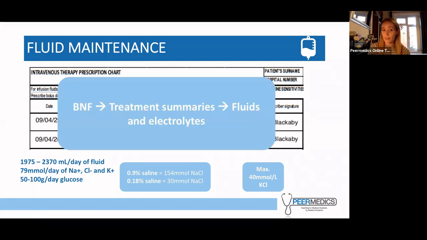Again, all of this is found in the BNF, treatment summaries, and fluids and electrolytes. Honestly, the BNF is your friend for prescribing. I didn't realise before that you can use the BNF for any question that they ask you in an OSCE. If they ask a particular question about a drug that you're not sure of, you don't need to remember it off the top of your head or try to blabber your way out of it. You can just search in the BNF.